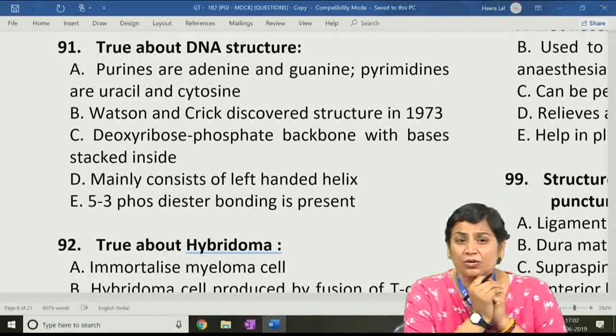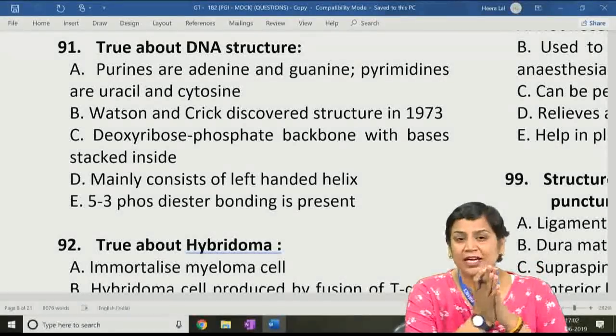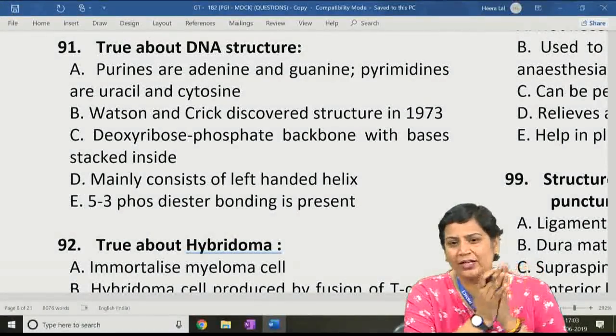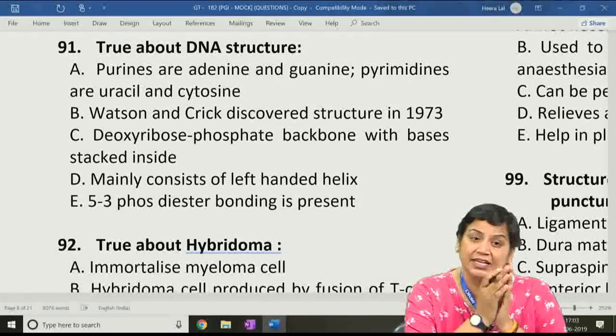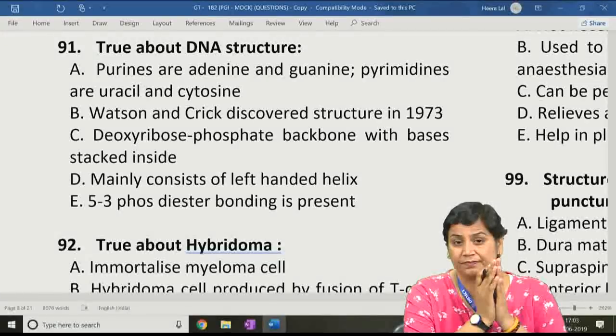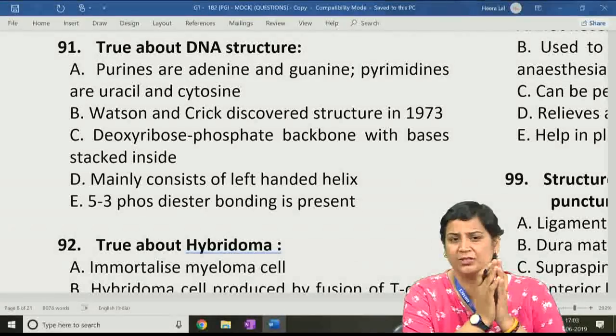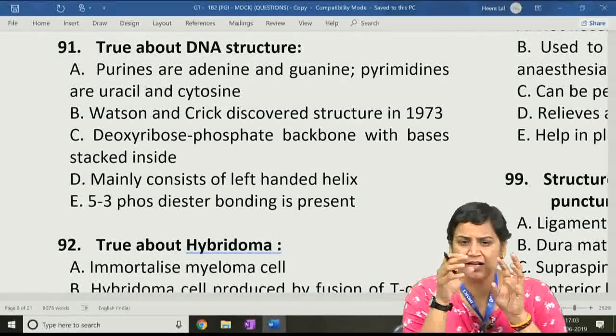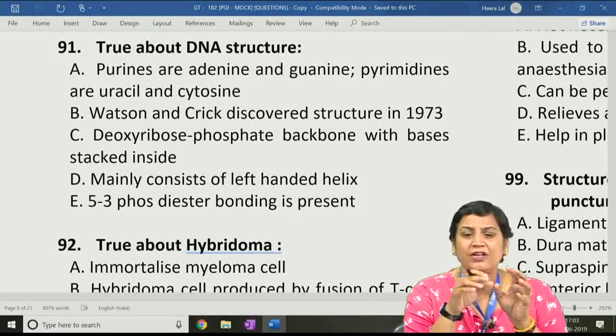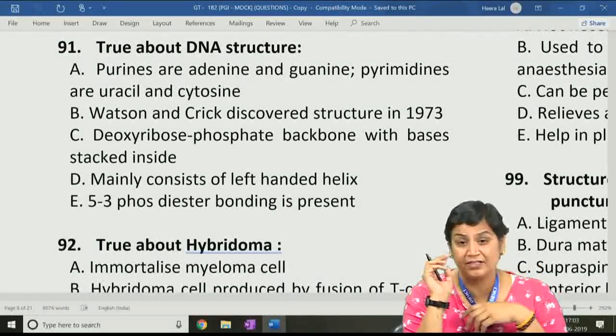So the answer to this question would be C. Students can be confused by seeing the A option. In the A option, purines are no doubt adenine and guanine, but pyrimidines are uracil and cytosine. The major difference between DNA and RNA is that RNA has uracil and DNA has thymine instead of uracil. It was discovered in 53. 3 prime to 5 prime phosphodiester bonding is present. So out of these 4 options, only the C option is correct. The backbone is outside and the bases are stacked inside. We have to visualize DNA as a 3-dimensional helix.